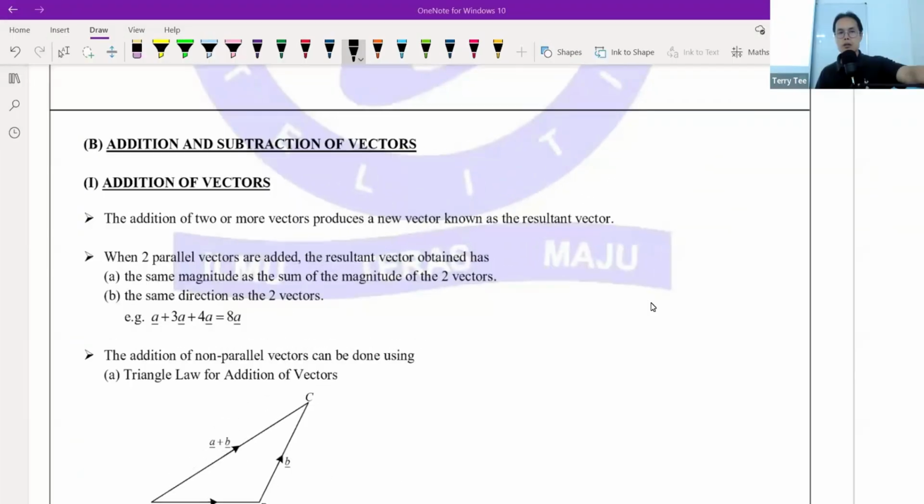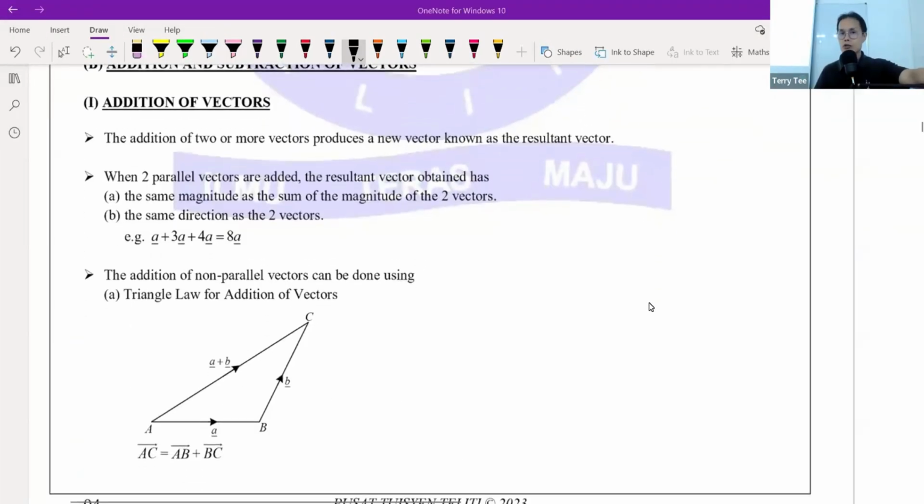Today, we're covering chapter 8.2, addition and subtraction of vectors. Let's begin. Okay, so we know that when two vectors are added, the addition is called the resultant vector. The result of adding vectors is called the resultant vector. And if they are parallel, we can just add them like how we add algebra. For example, a plus 3a is 4a. Because when they're parallel, the first vector can be expressed in terms of the second vector.